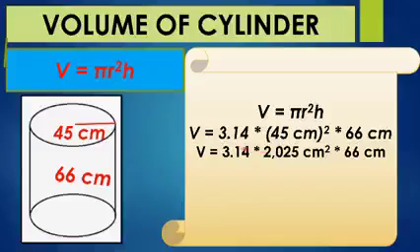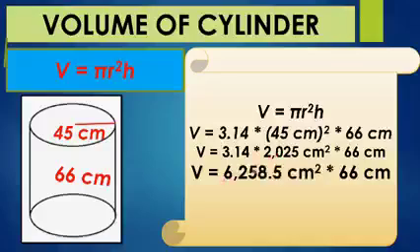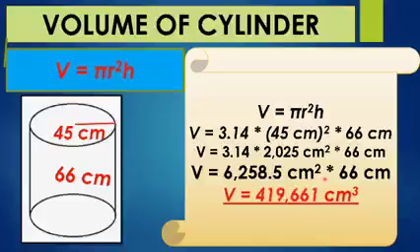So after that, we can now proceed to multiplication. 3.14 times 2,025, the answer is 6,358.5. Multiplied by 66, the product is 419,661. Hence, the volume of cylinder is 419,661 cubic centimeters.